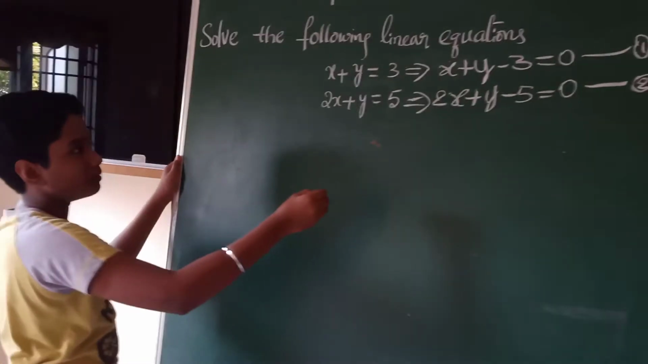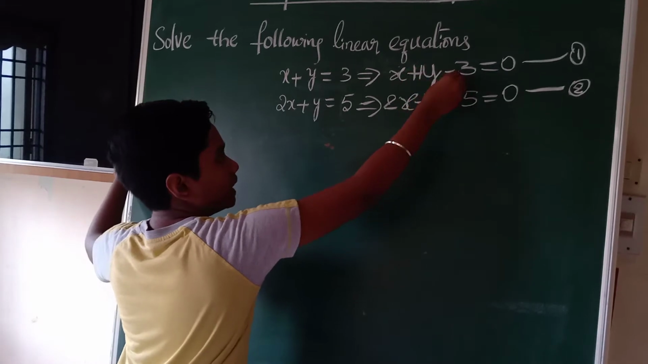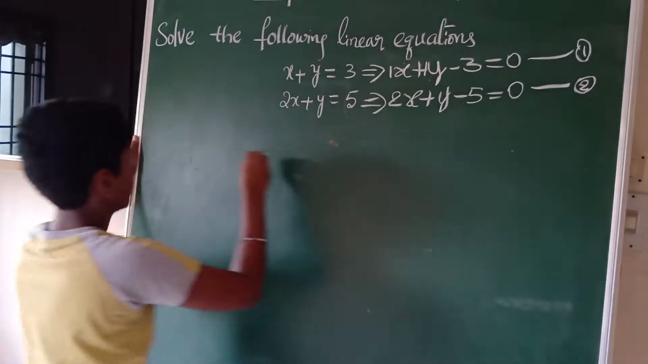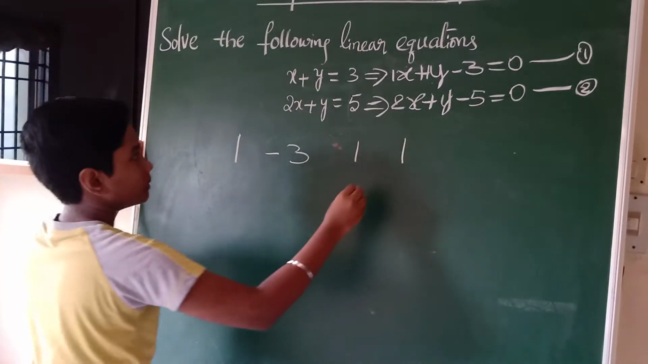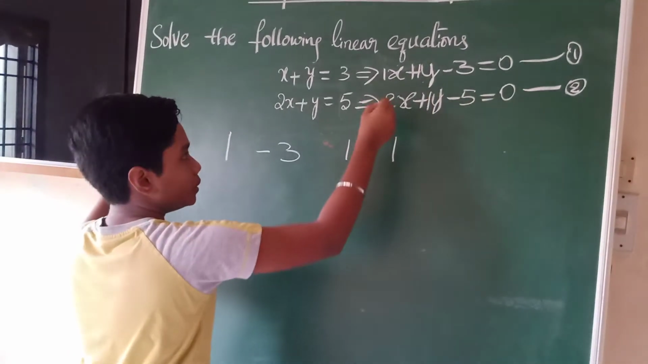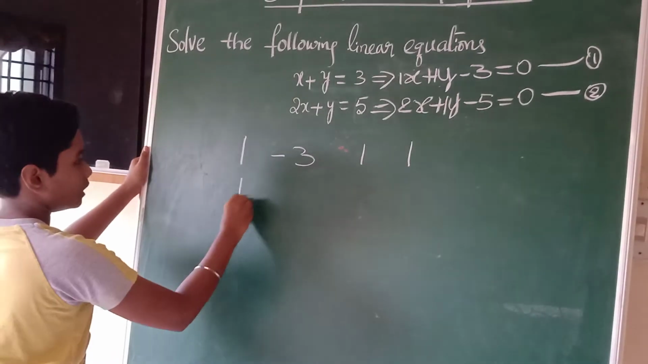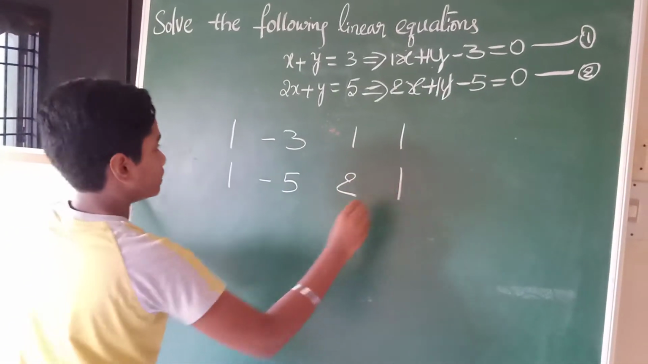By using the y-x-y method, we have to write the y coefficient, 1, minus 3, then x coefficient, 1. Next one, y coefficient 1, constant minus 5, x coefficient 2, y coefficient 1.